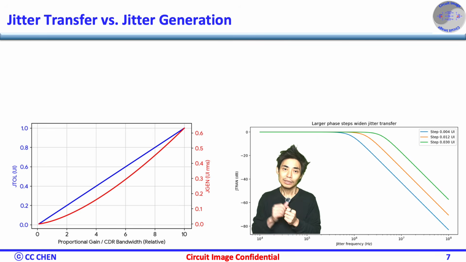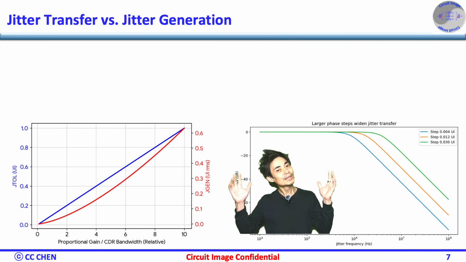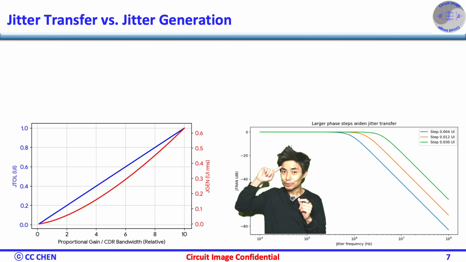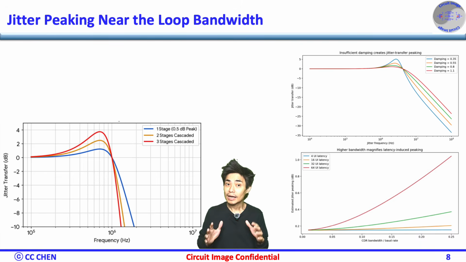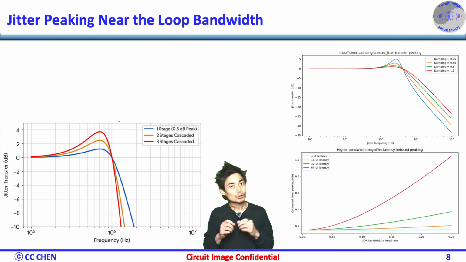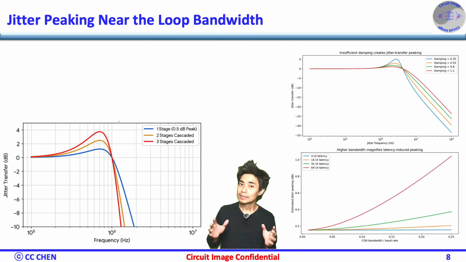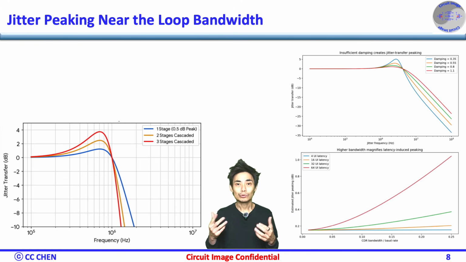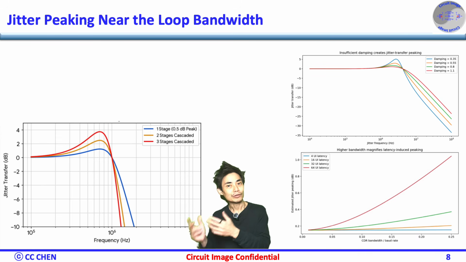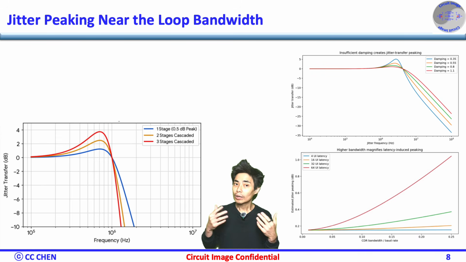What's more to check in terms of jitter transfer? Think about the jitter peaking image for 5 seconds. Correct. A real CDR loop is not an ideal filter. Near the loop bandwidth, the jitter transfer response can peak. That means some input jitter near the corner frequency can be amplified. This is dangerous because the receiver may look good at low frequency and high frequency, but have a weak spot around the loop bandwidth.